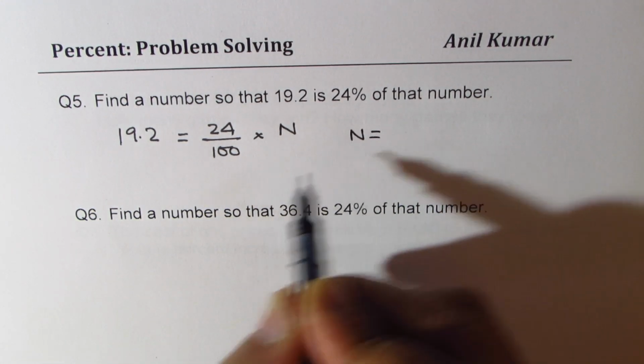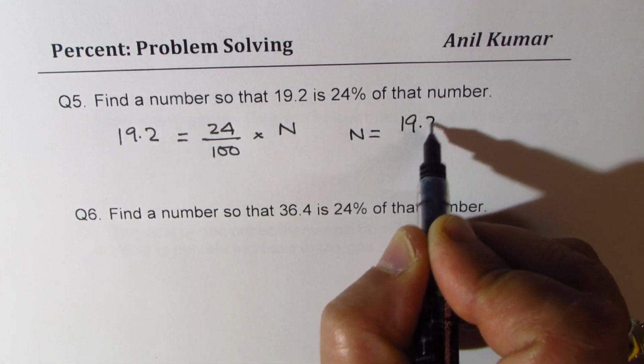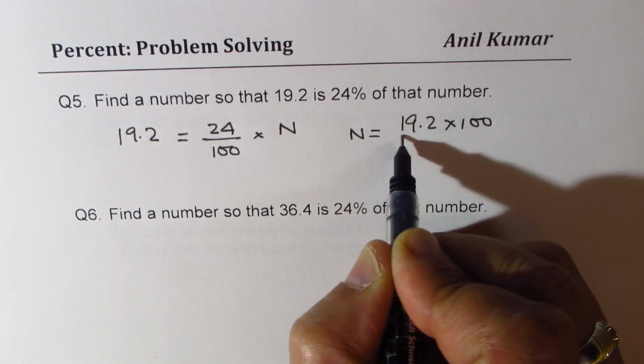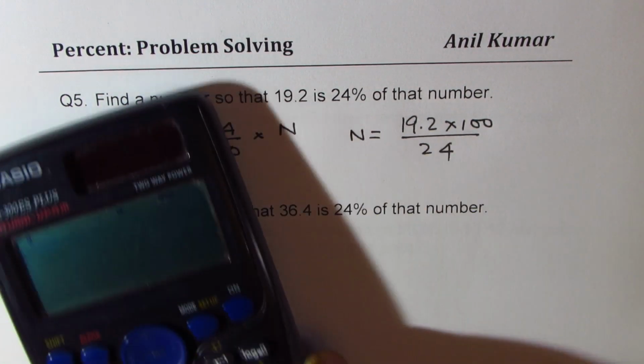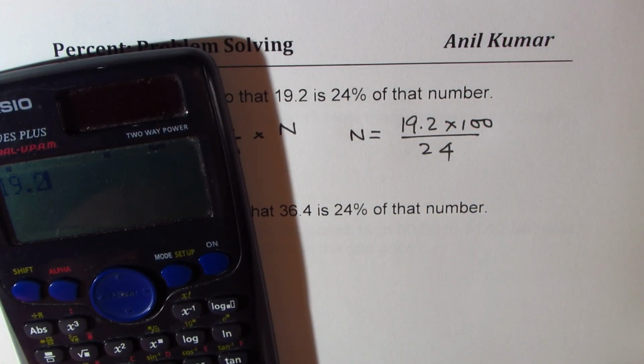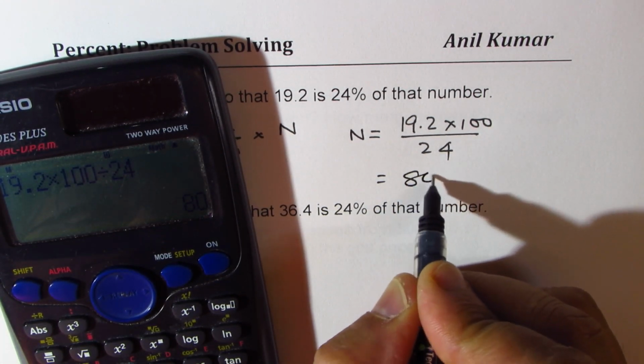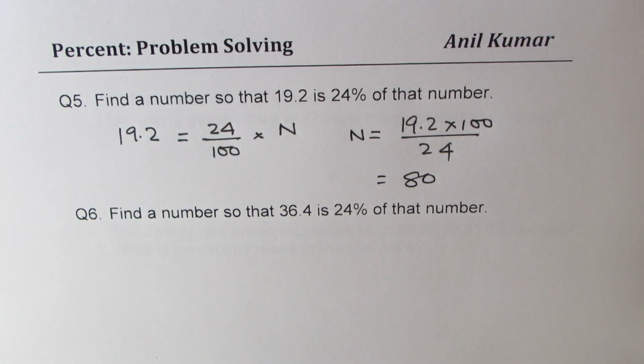So n is equal to 19.2 times 100 divided by 24. Now use calculator. So we have 19.2 times 100 divided by 24 is equal to 80. So the answer is 80.